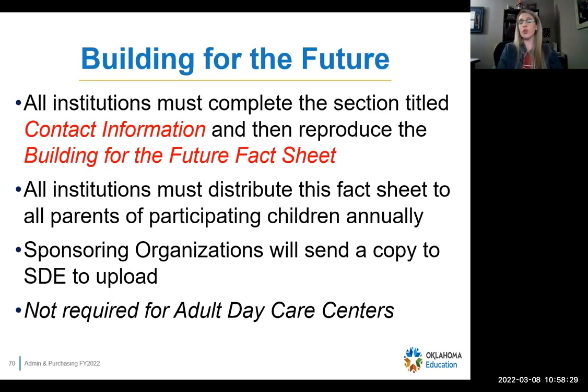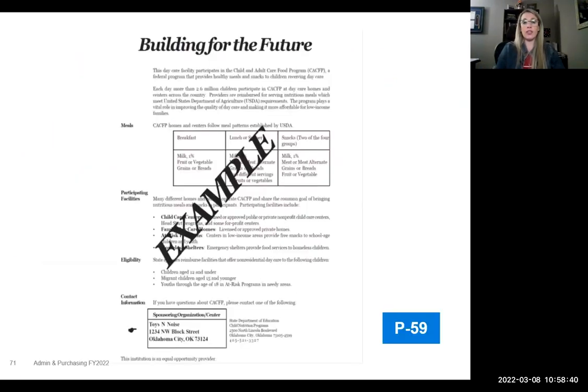So with Building for the Future, this form is not required for our adult daycares. It's only required for at-risk and for regular daycare centers. What you do need to do is send out this Building for the Future every year. Now, here's the 2 things I'll tell you to do. 1, make sure you get the one in the back. You have to put your organization's name in here, okay? So make sure your organization is in here.